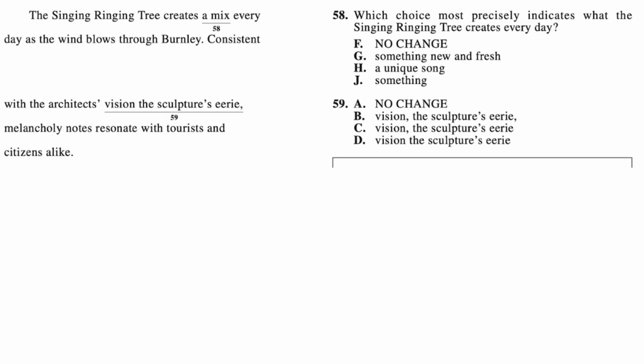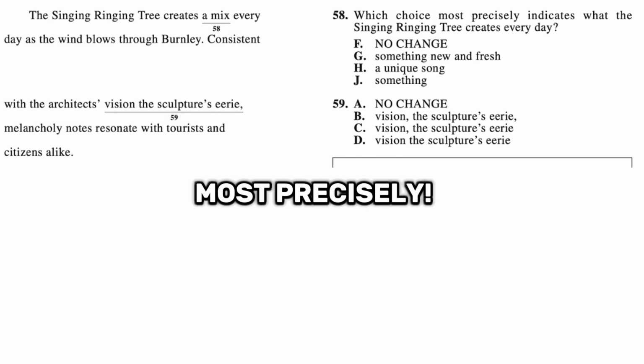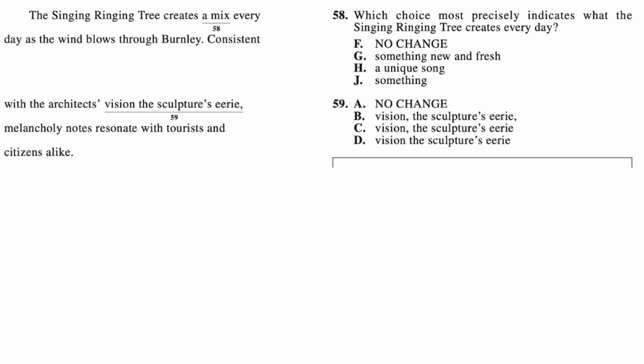Alright, now let's take a look at these two problems. Let's take a look at question 58. Which choice most precisely indicates, right? Keyword: most precisely indicates what the singing, ringing tree creates every day. Just by reading the answer choices, it seems like most of these would be a valid answer except for maybe J, right? But this question asks for the most precise, right? So what most precisely talks about what the singing ringing tree creates every day?